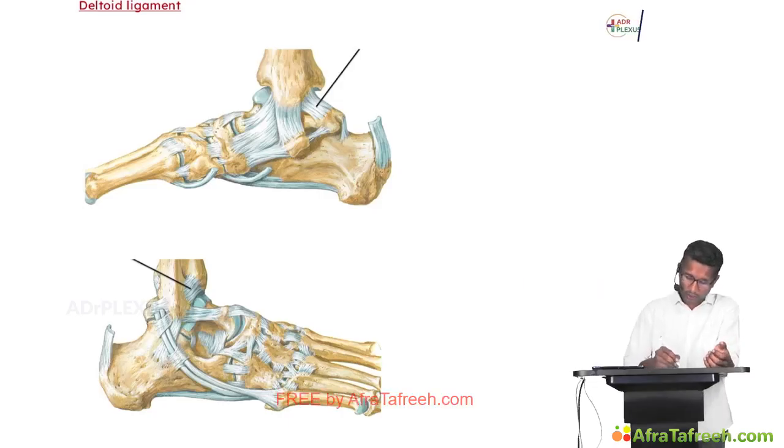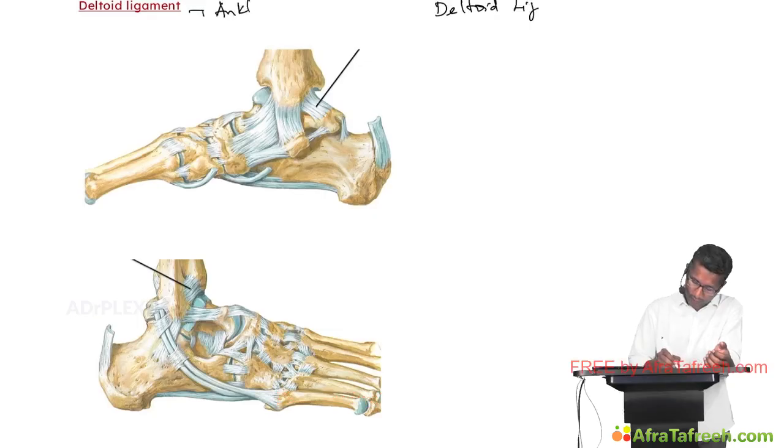This deltoid ligament has got two parts in it. The deltoid ligament is around the ankle joint, where it is seen on the medial side.